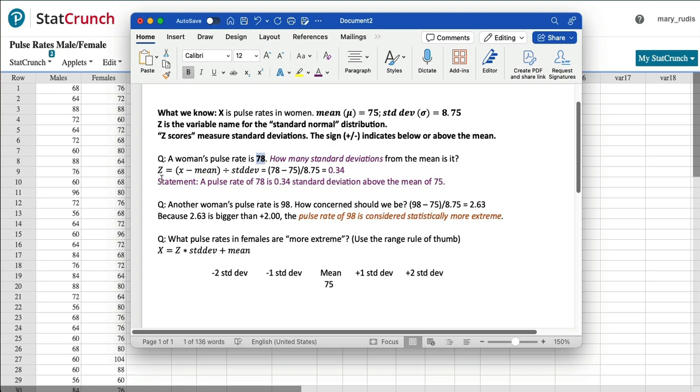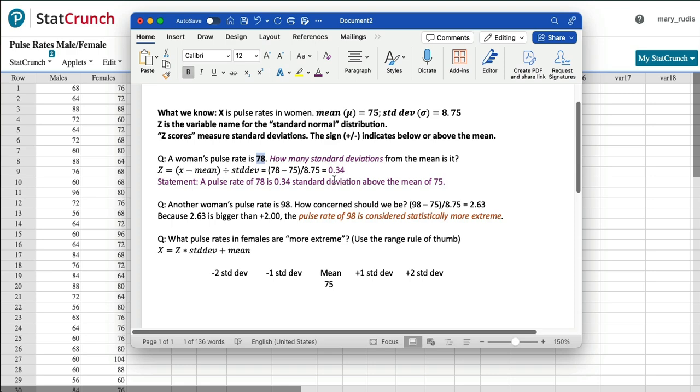So the formula for z is: you take your x value, you subtract the mean, which is mu, and then you divide by the standard deviation sigma. So x minus the mean, calculate that, and then divide by your sigma. I've shown that to you here. We have 78 as our x, minus 75, because that's our mean. So x minus mu is 78 minus 75. When you calculate that, you get 3. And then you divide that by your 8.75. I did that on a calculator, and I got 0.34.